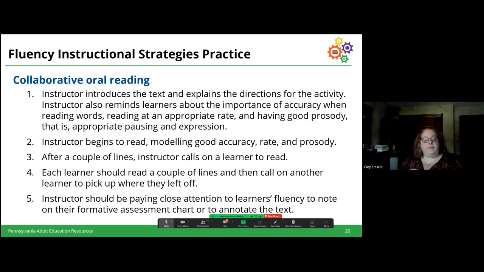You start, and then after a couple of lines, you call on a learner, and then that learner calls on another learner, and it just sort of popcorns around the room. Collaborative oral reading is really nice for you as the person who's teaching them, because you can be listening and doing that assessment of accuracy. Are there things they're having trouble with? Are they dropping the beginnings and endings of words, et cetera?